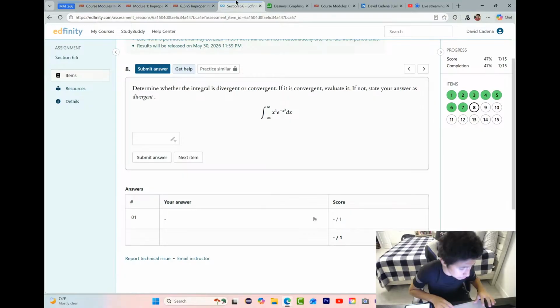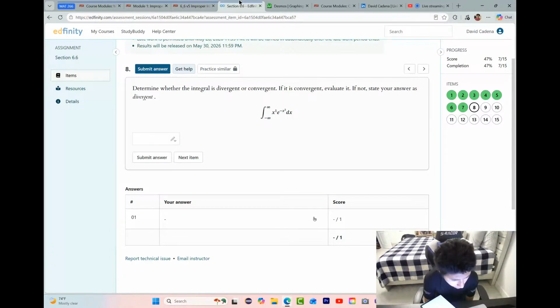But now it's time to lock back in because we're cooking and we don't want to slow down. So, the integral from negative infinity to infinity of x to the first times e to the power of negative x squared dx. So this equals the limit as t tends to infinity of the integral from negative t to t of x times e to the power of negative x squared dx.